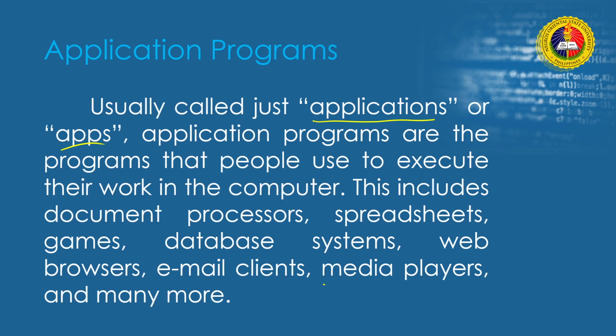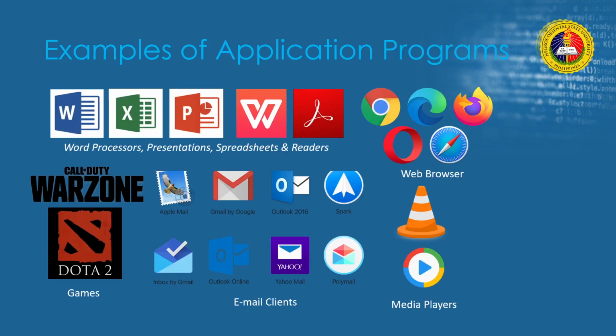So basically, any software or application that users use to execute the task that they want is called an application program. Here are some examples. We have word processors like Microsoft Word, Microsoft Office in general. We have web browsers. We have games. We have email clients. We have video players, and many more. Just think of any application that you use on your computers. Those are examples of application programs.